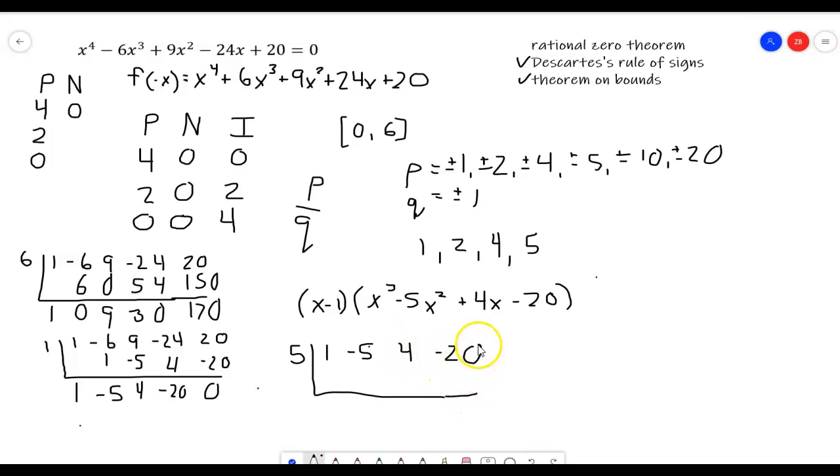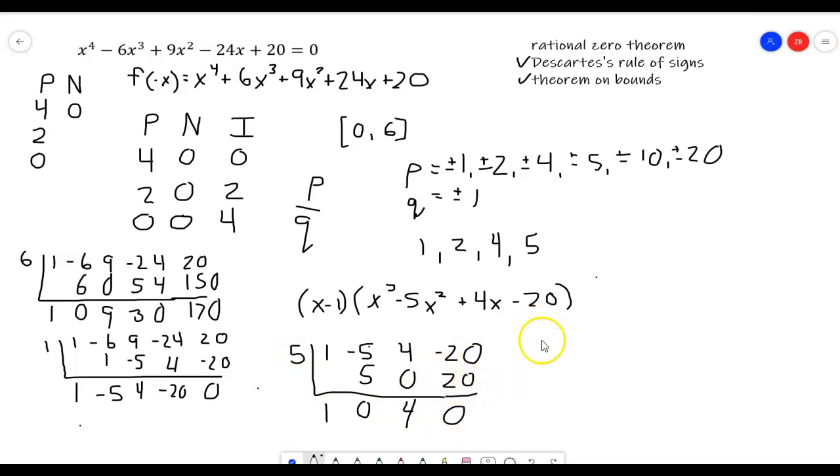All right. So I'll bring down the 1. 1 times 5 is 5. I'm going to get a 0. 0 times 5 is 0. I'm going to get a 4. 4 times 5 is 20. And sure enough, at the end, I get a 0.